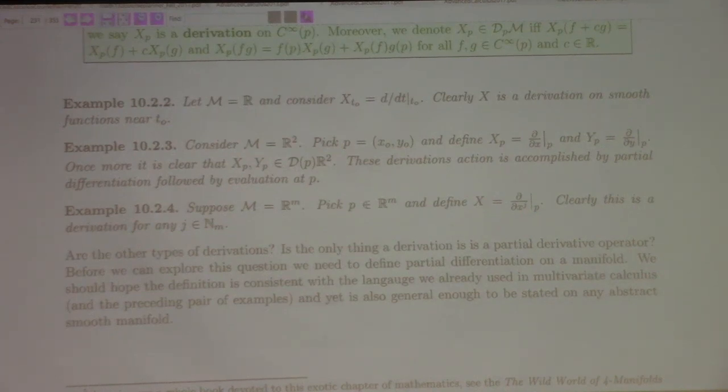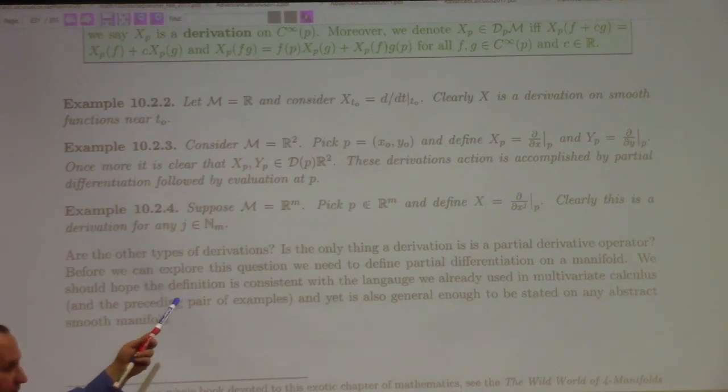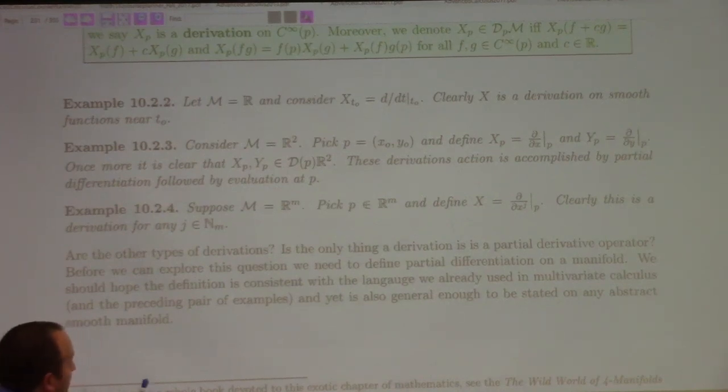So obvious derivations would be, on the manifold of the real line, just the ordinary differentiation operator. That is a derivation on smooth functions defined near t naught, right? If we look at the plane as a manifold, the partial derivative with respect to x or y also gives derivations. Great. Of course, if you're in R^n, I mean, okay, great. I have some really, really complicated examples here. So yes, partial derivatives are derivations.